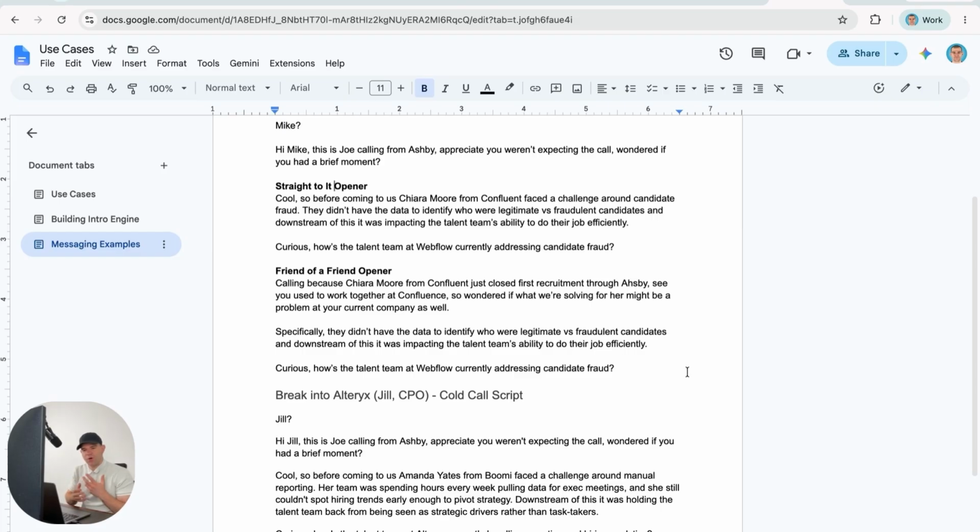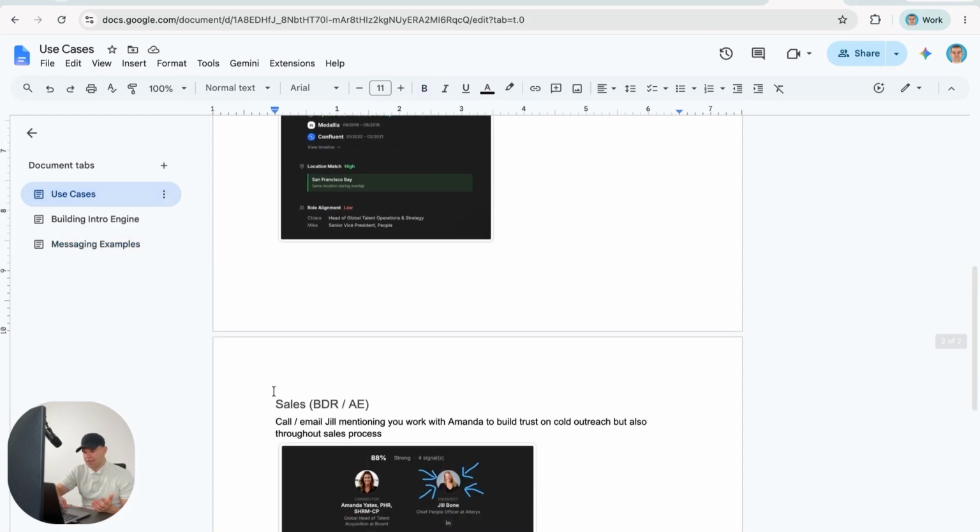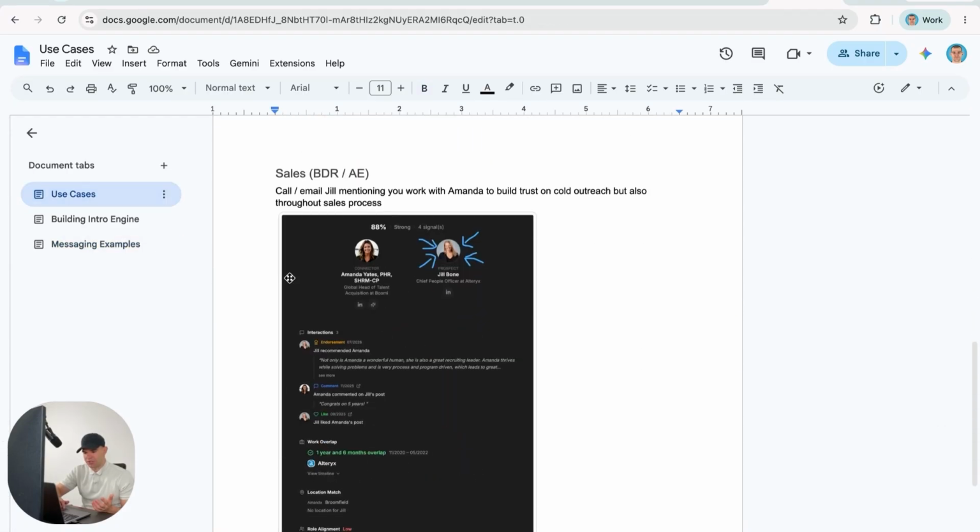So you can see one's a bit more of a cold style opener with that name drop, one's more of a friend of a friend. So we can play around with a lot of stuff here. Okay. And then we've also got breaking into Alteryx. So Jill, the CPO. So that was the second example down here. Amanda and Jill know each other.